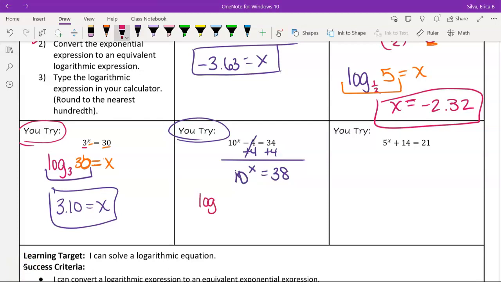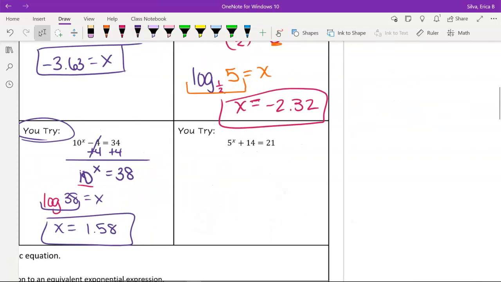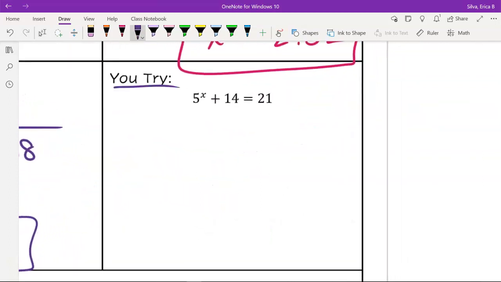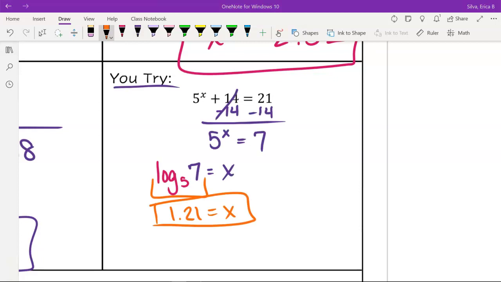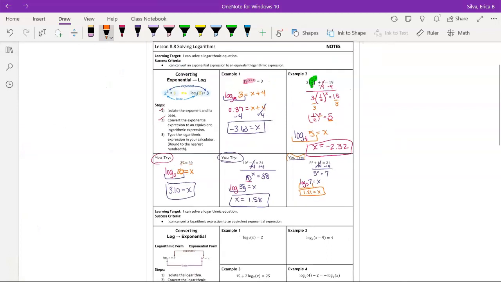We're going to go log, and remember when the base is 10, we really don't have to write it, so I'm not going to write it. And then we're going to switch the x and the 38. So we've got log base 10 of 38 is equal to x. Put that in the calculator, and you should have x equals 1.58. Okay, go ahead and push pause and try the last You Try in this section. Okay, check your answer with mine and make any adjustments as needed.